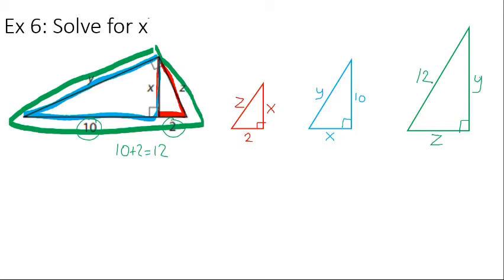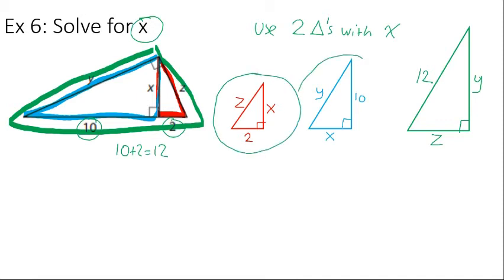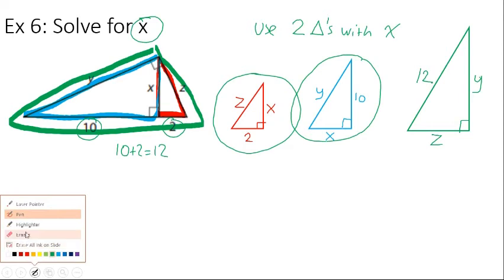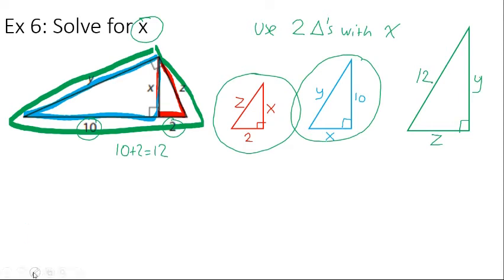Okay, so I need to solve for x. So I want to use the two triangles with x, which means it's going to be this one and that one. So what I'm using here, I want to use where x is at. X is this right here. So that corresponds with the 10. And then x is on the bottom. And that corresponds with the 2.